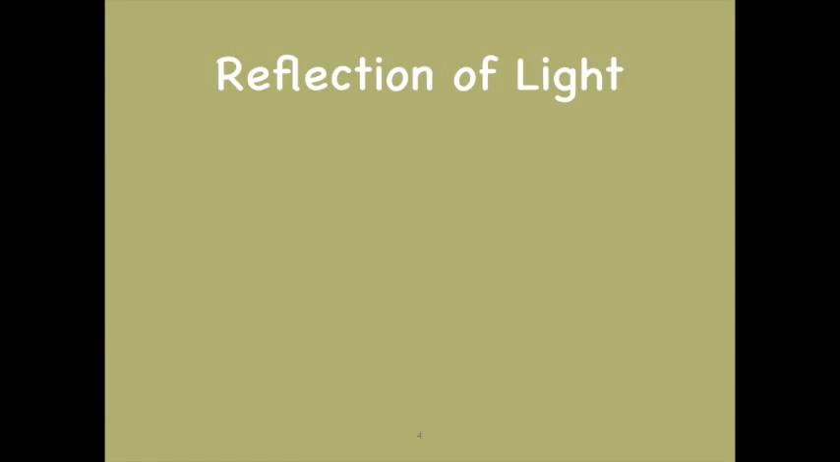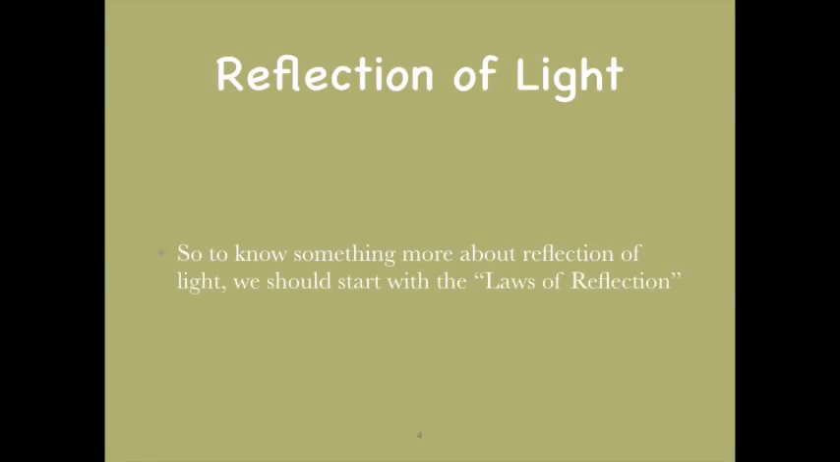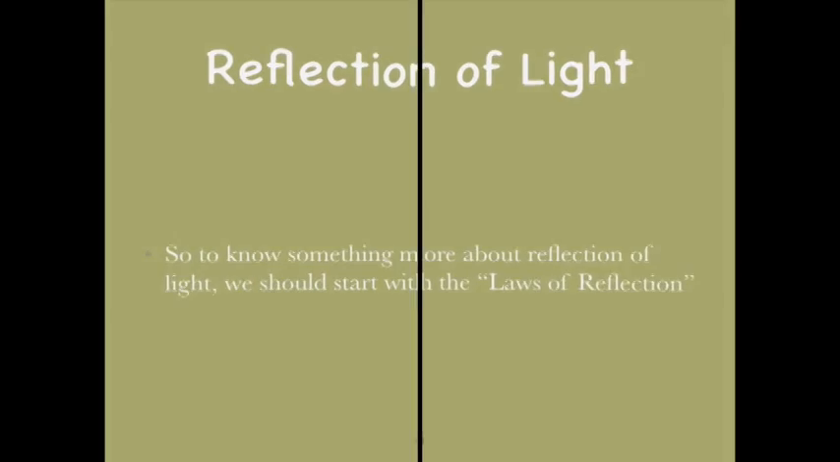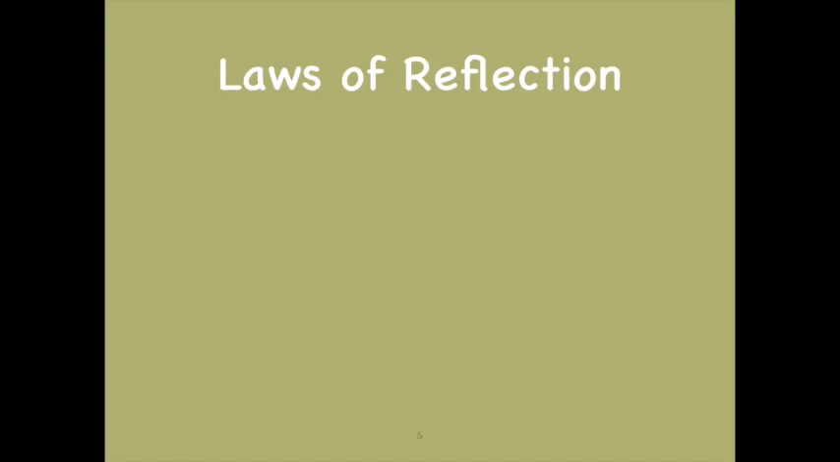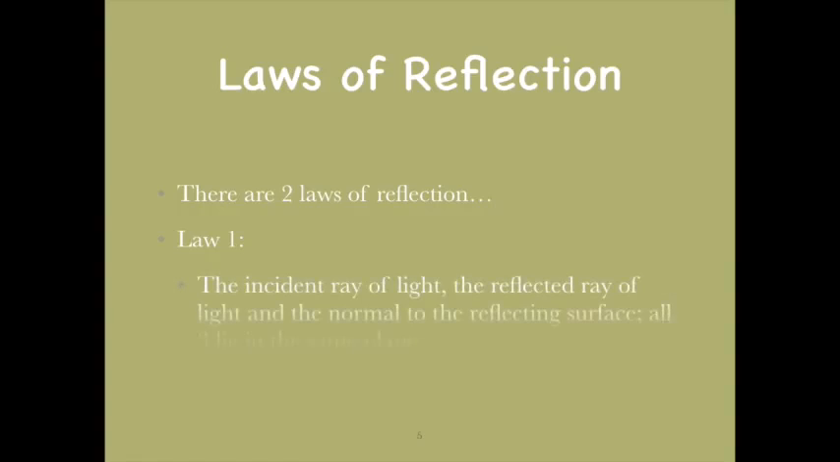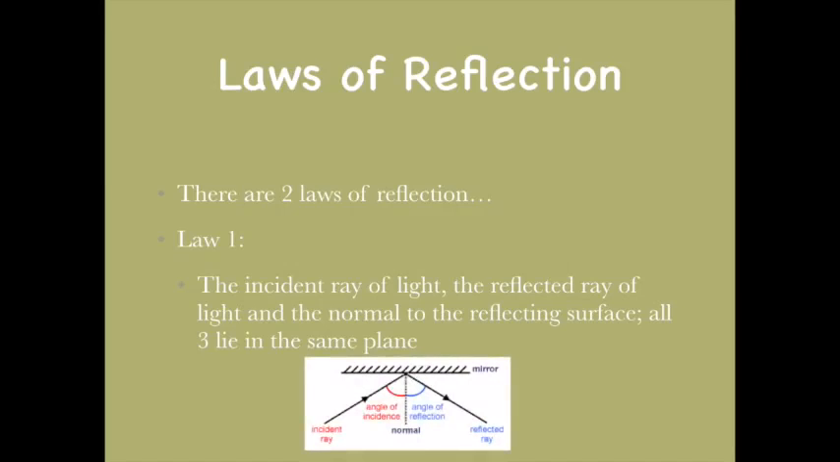To know something more about the reflection of light, we should start with the laws of reflection. This will help us understand better about the theory of reflection of light. In all, there are just two laws of reflection, two simple ones. Law number 1 states that the incident ray, the reflected ray and the normal to the reflecting surface all lie in the same plane. Given below is the diagram illustrating the same thing.